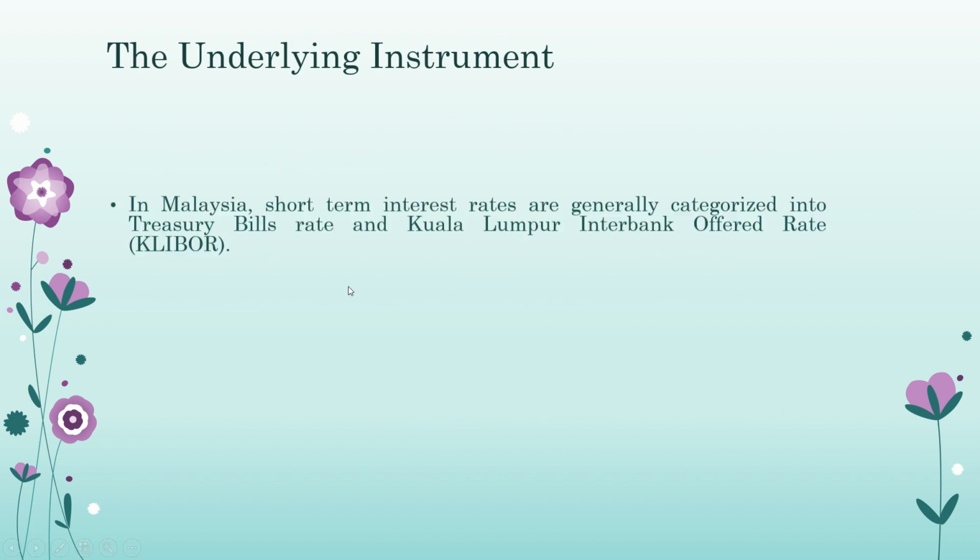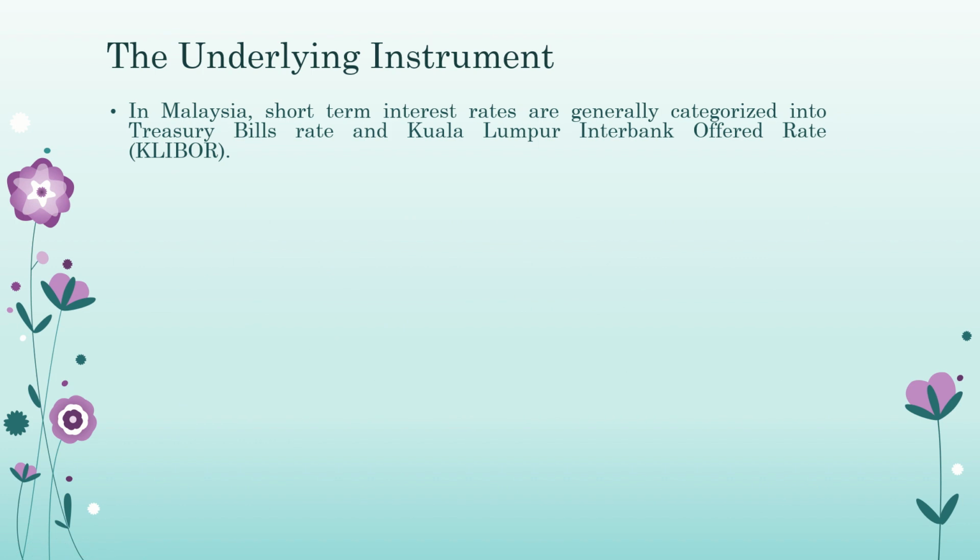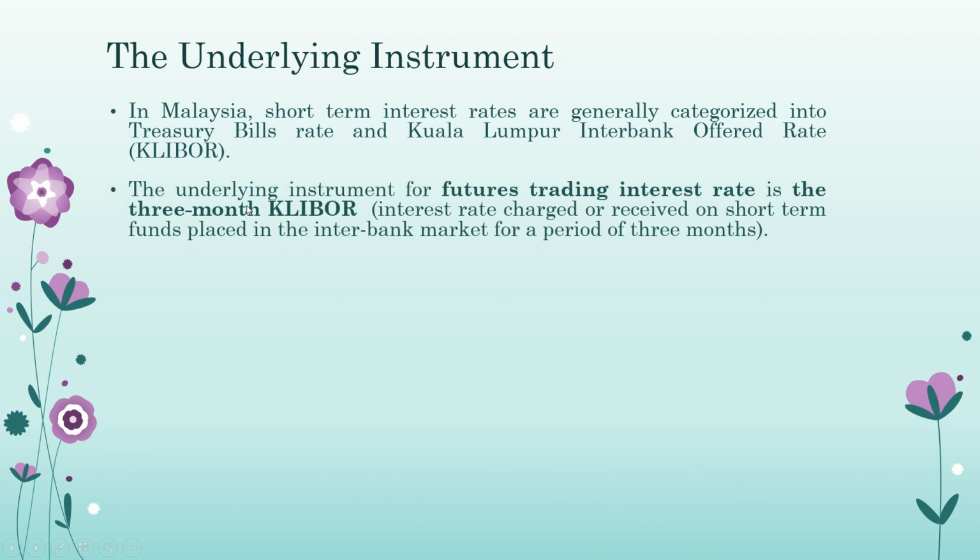Okay, the underlying instrument. In Malaysia, short-term interest rates are generally categorized into two. The first one is treasury bills backed by government, okay, or central bank, and Kuala Lumpur Interbank Offered Rate, known as KLIBOR. Some people say it KLIBOR. So terpulanglah kat you. Okay, saya selalu guna KLIBOR rate. So the underlying instrument for interest rate futures trading is what? Is the 3-month KLIBOR. So how can we define the 3-month KLIBOR?